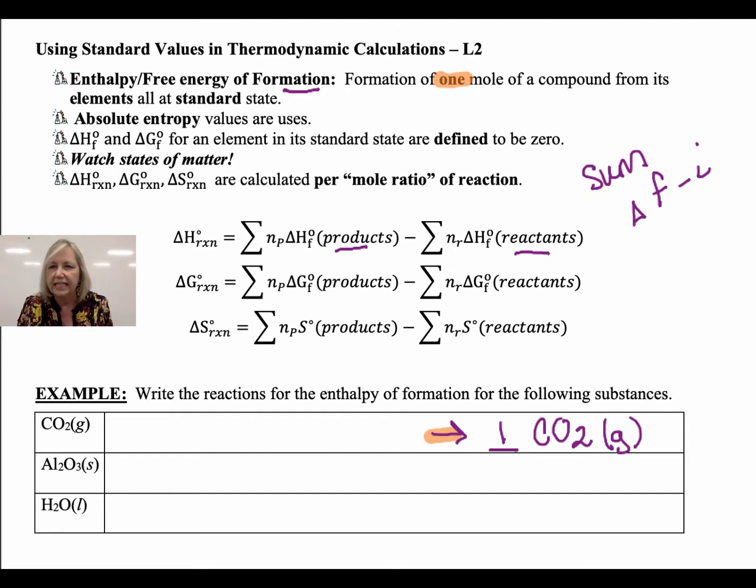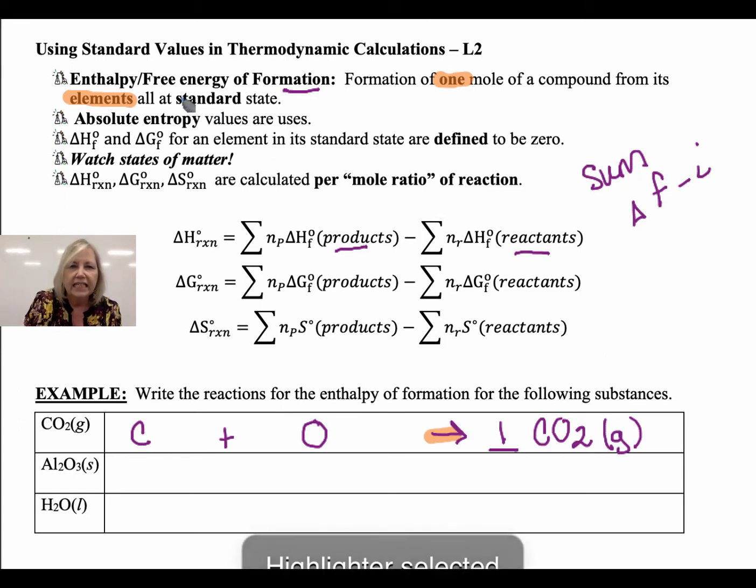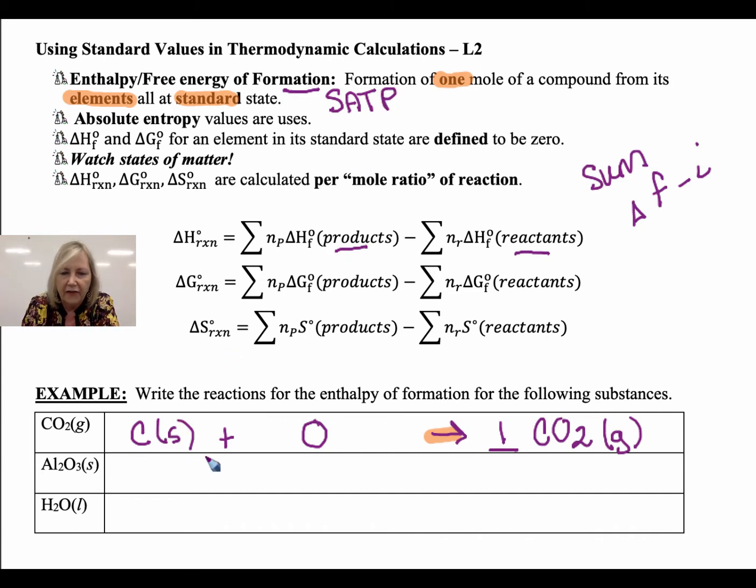The second criterion is that it has to be from its elements. So in this case, I have carbon and I have oxygen. Okay, so those are the elements that make this up. And then we have our third criterion. They need to be in their natural state at standard ambient temperature and pressure. So for carbon, that's going to be solid graphite. For oxygen, that's going to be O2 gas. So that meets the three requirements for being a formation reaction. And now we would have to balance that, keeping in mind that that has to be a 1. So I'd have a 1 there, and then in this case there's a 1 for the O2.